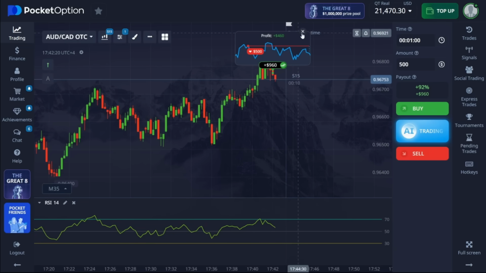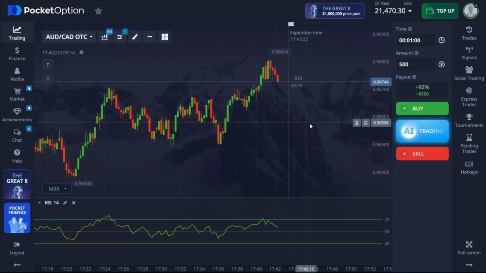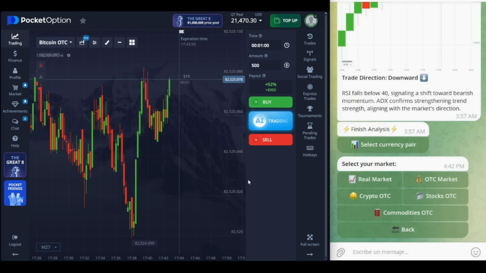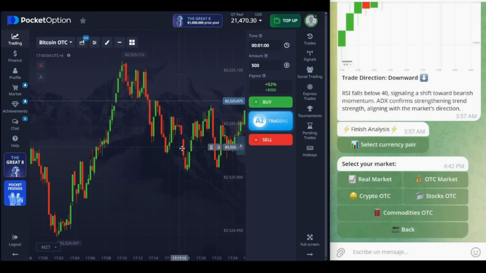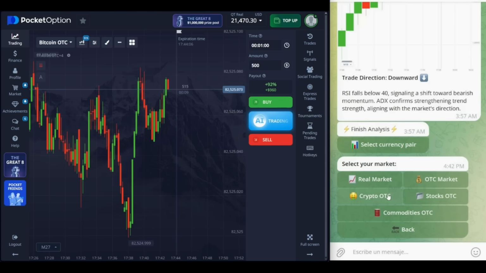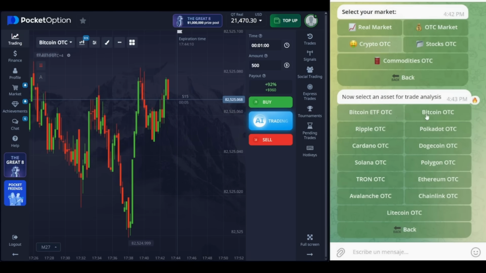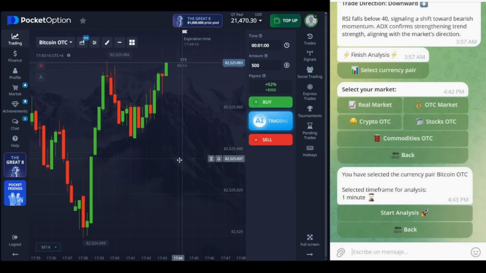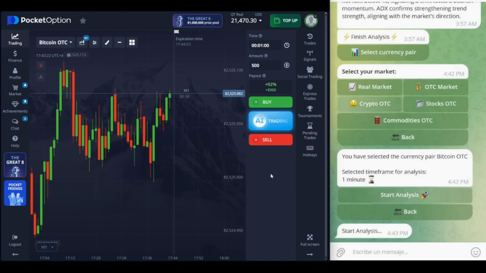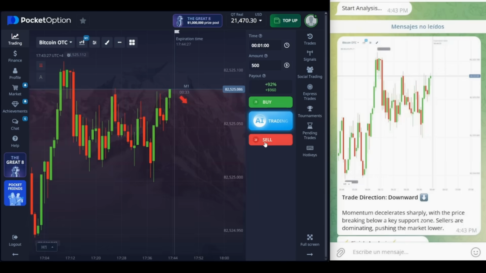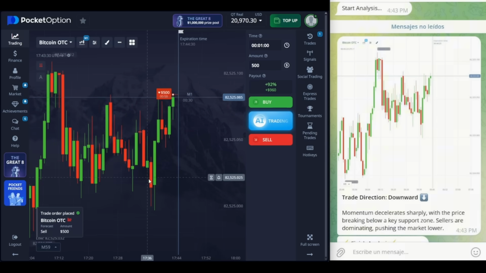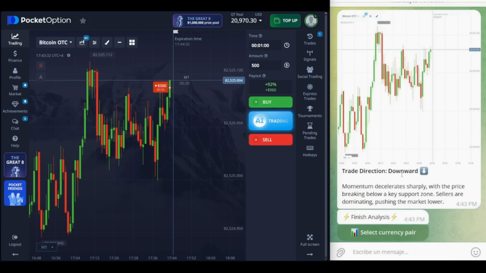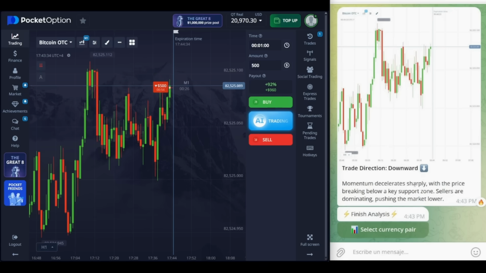Now let's switch to the bot and you'll see how fast it goes. Let's start with crypto, Bitcoin OTC. Everyone's watching it today, so why not? Choosing 1 minute time frame. Bot gives a signal to go short. I enter the trade. Bot confirms momentum is breaking down.